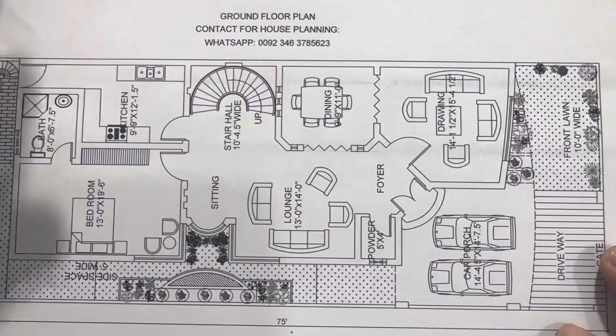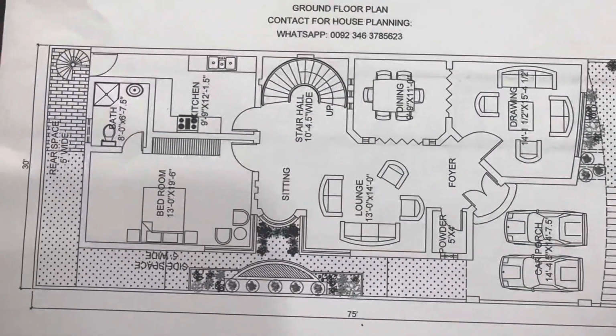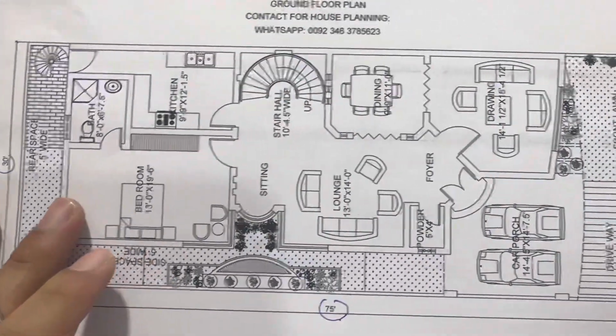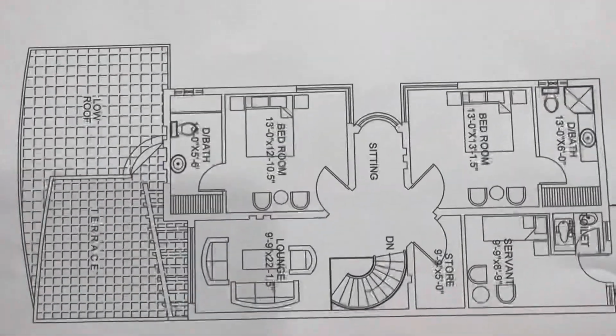In this short video lecture, I will guide you through a house plan in the dimensions of 30 feet by 75 feet. This is the ground floor plan and this is the first floor plan. I designed this house plan for one of my clients.